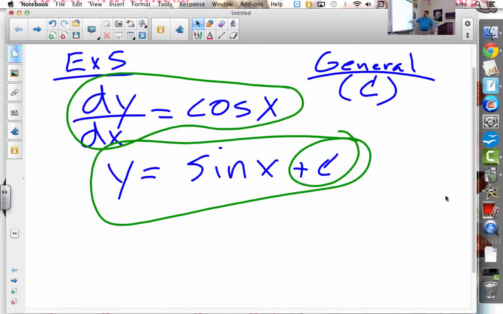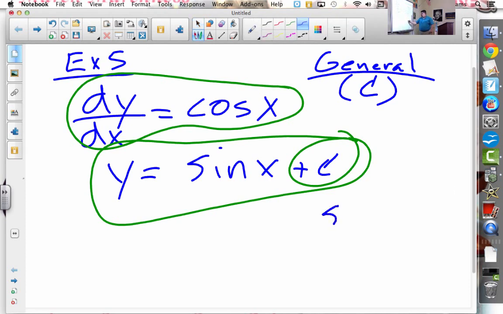Right, do you guys understand that when I take the antiderivative of cosine of x, I'm going to get sine of x? But without a point, I don't have a particular solution, I have a general solution, because plus c could have been there. In other words, if I start with sine of x plus 2 and I took the derivative, I would have cosine of x.